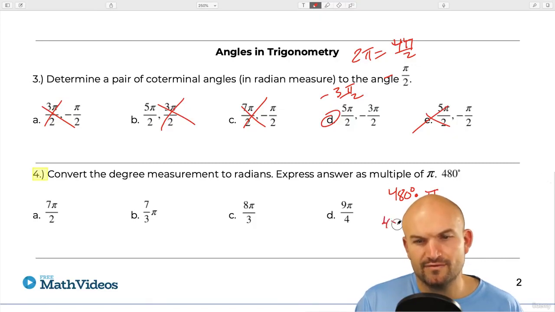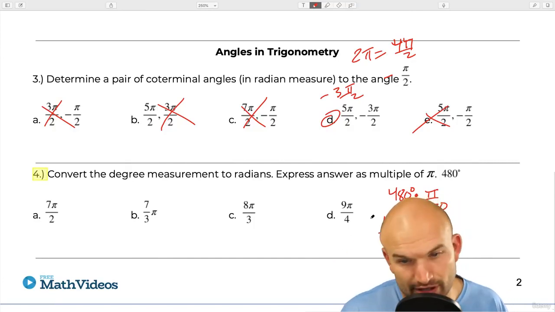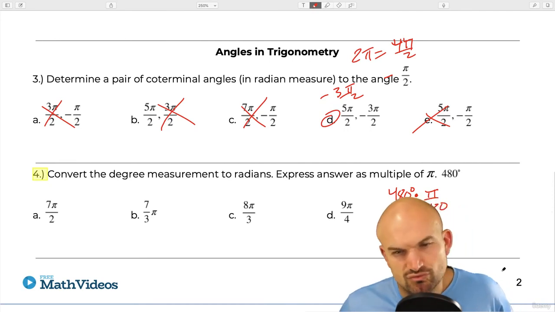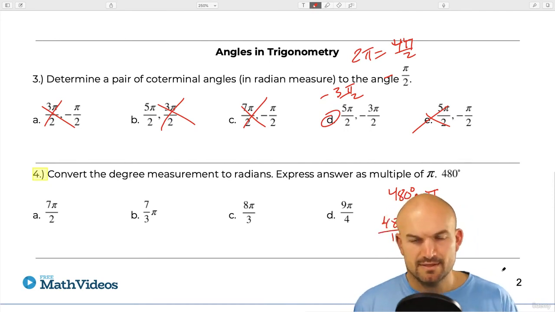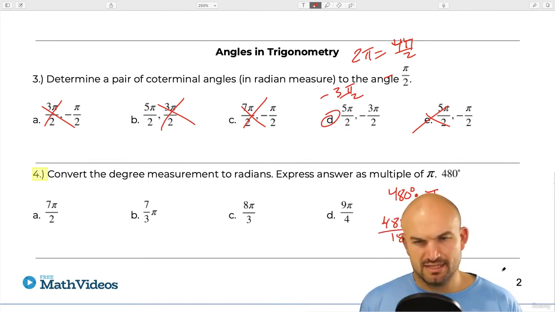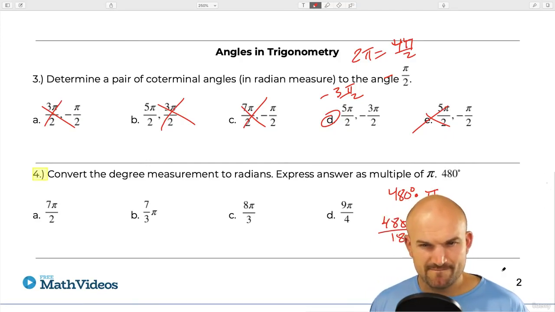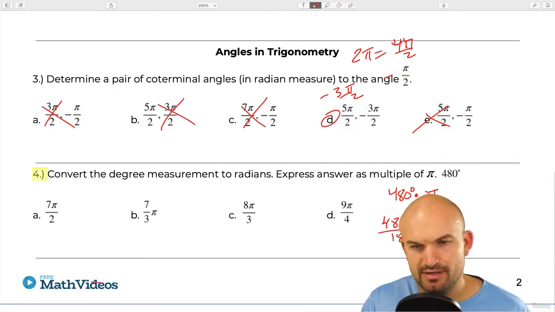So I have 480 divided by 180, which I basically need to go ahead and convert. I can divide by 2, or it looks like you can divide by a 6. Yeah, 6 would go. So that'd be a 3, and that'd be 6 times 8 is 48. So 8/3 pi. There you go, C.